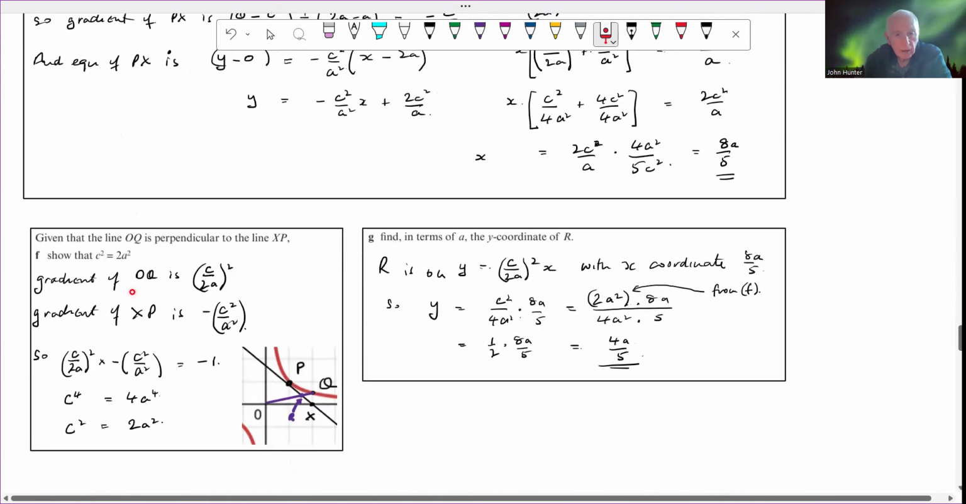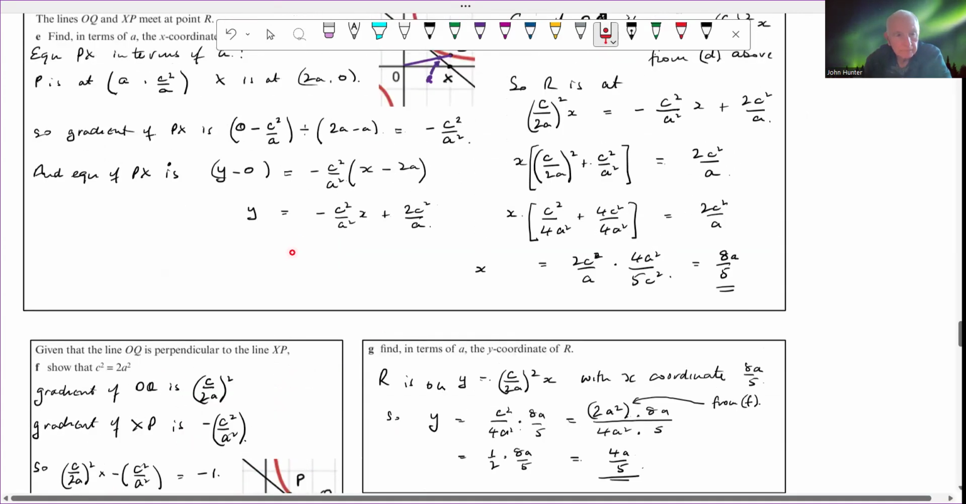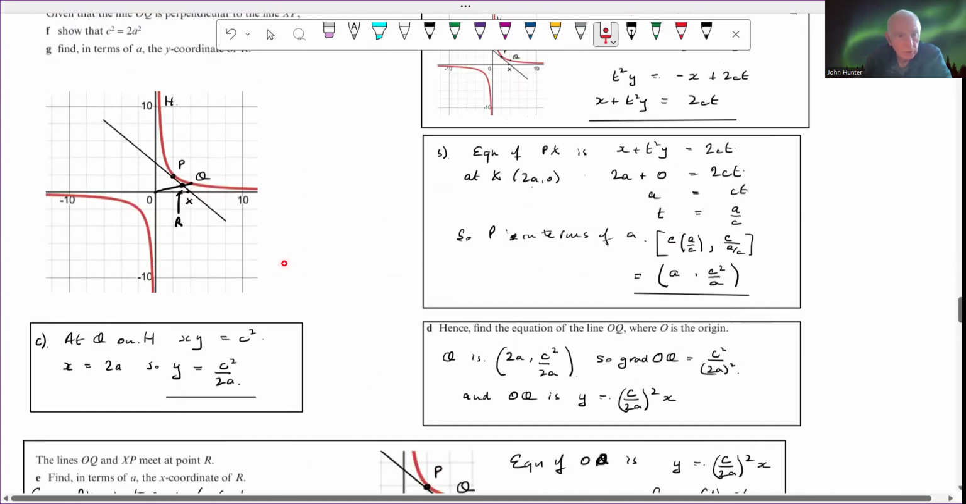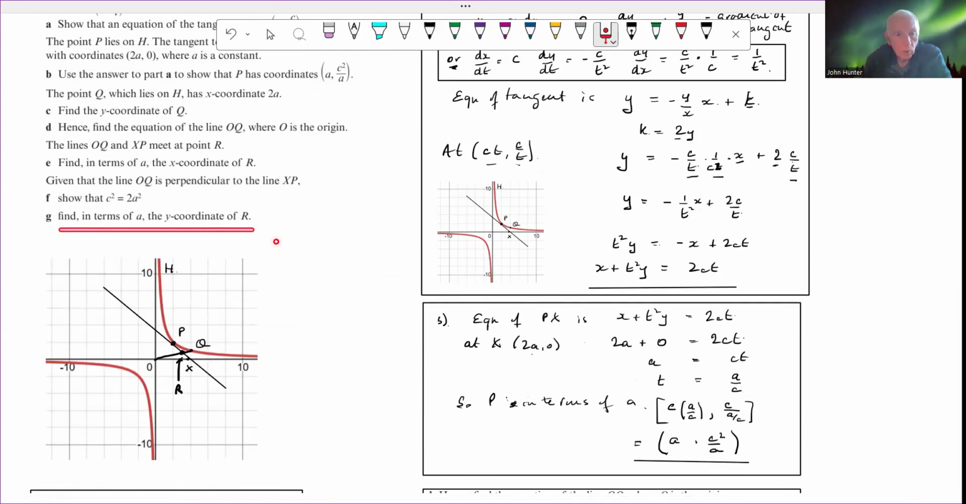All right, well, we know the equations of these, and we certainly know the gradients of them. So now we know they're perpendicular. If we multiply them together, we're going to get -1. And the equation that comes out of that is going to simplify to C squared equals 2A squared. Which is what, back up here, we're being asked. And then finally, find in terms of A, the Y coordinate of R.